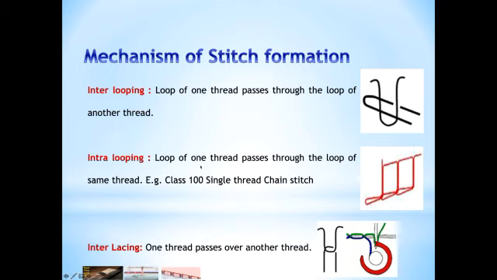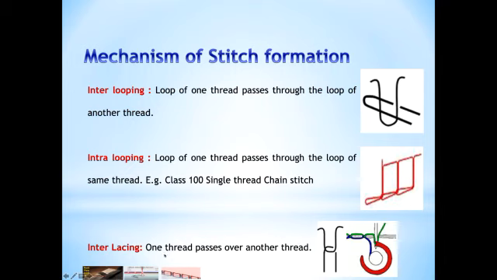Intralooping is the mechanism where a single thread is used, as can be seen here. This red color thread, a single thread, is used for forming this kind of stitch. So the loop of one thread passes through the loop of the same thread. The same thread will be going on the downside or the back side of the fabric. It will be forming a single chain, and then it will be going up and forming the stitch on the face portion or the front side of the fabric. This mechanism by which the stitch is formed is known as intralooping. The example for this kind of mechanism is the class 100 single thread chain stitch, so called because it uses a single thread for the formation of this stitch.